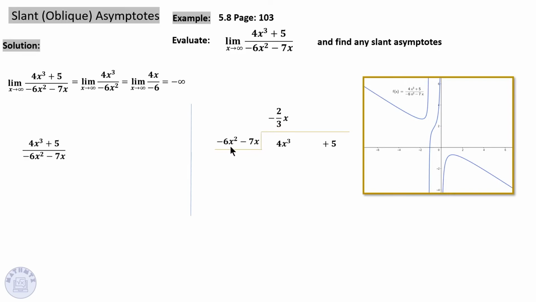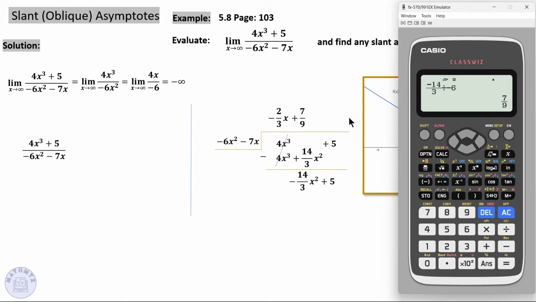So the first with the first, you'll get the same, 4x cubed. And then negative 2 over 3 times negative 7, and this will be 14 over 3. x times x is x squared. And now I need to find the difference. So negative and then subtract. You'll be left with negative 14 over 3 x squared plus 5. Once again, use your calculator. Negative 14 over 3 divided by the leading term in the divisor, and this will be 7 over 9.